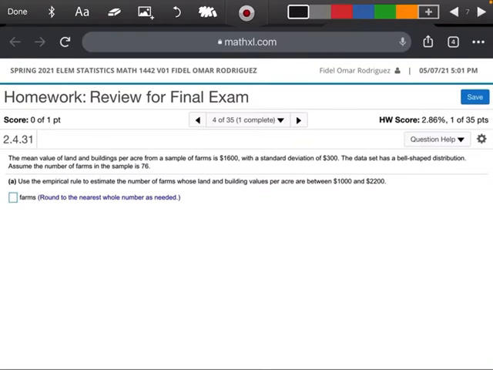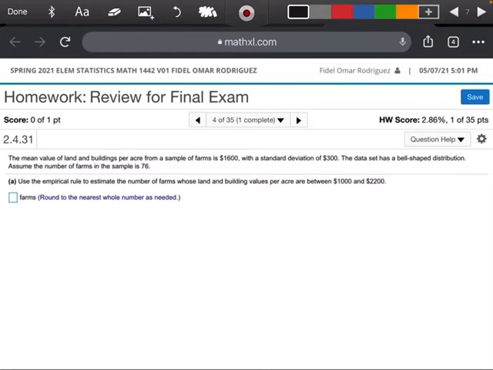All right, so y'all, this is number 4 out of the review for the final. It says the mean value of land and buildings per acre from a sample of farms is 1,600 with a standard deviation of 300. The data set has a bell-shaped distribution. Assume the number of farms in the sample is 76.